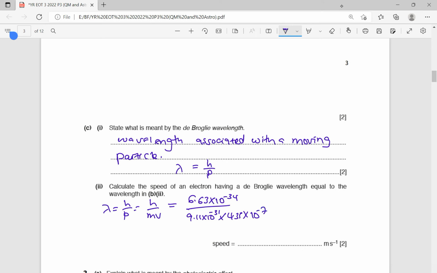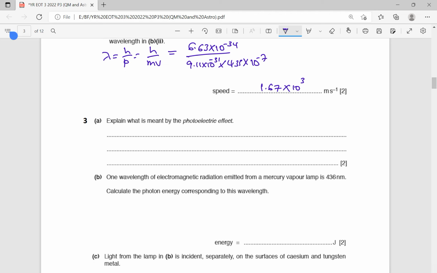And when I press my calculator, I get approximately 1.67 times 10 power 3 meters per second. So that would be the speed of an electron having that de Broglie wavelength. Okay, next, explain what is meant by photoelectric effect.